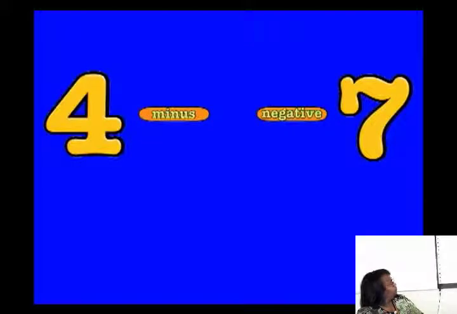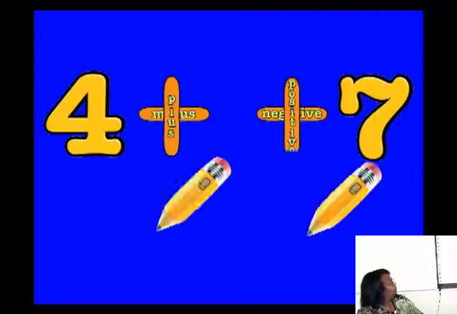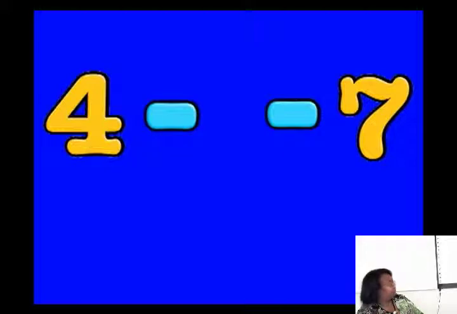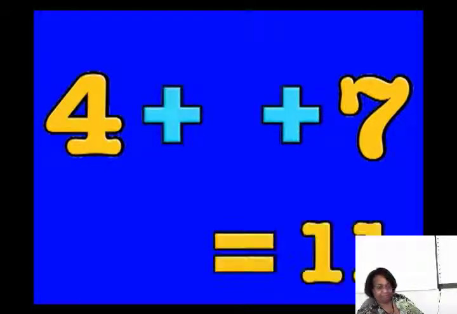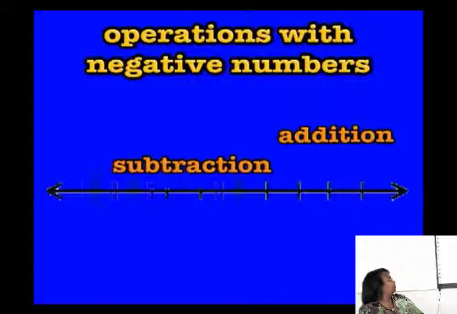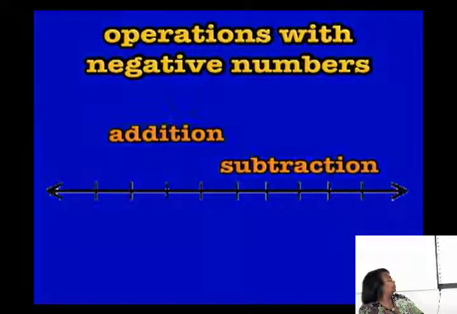Whenever you see minus a negative, or two minus signs in a row, grab your pencil and change them to two plus signs, or plus a positive. Then all you have to do is add the numbers. In this case, you have 4 minus negative 7, which is the same as 4 plus positive 7, or 11. Remember, when you're dealing with negative numbers, the basic operations move opposite on the number line. Subtraction moves to the right, and addition moves to the left.